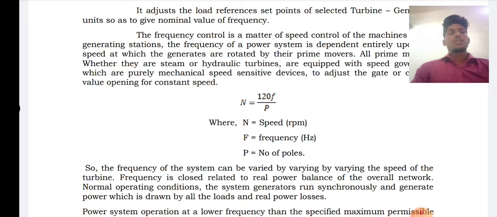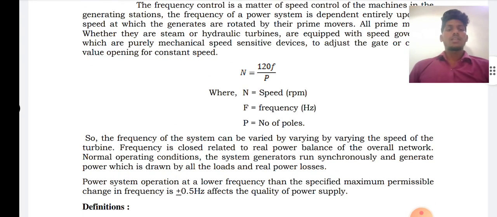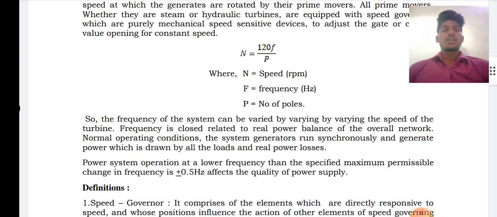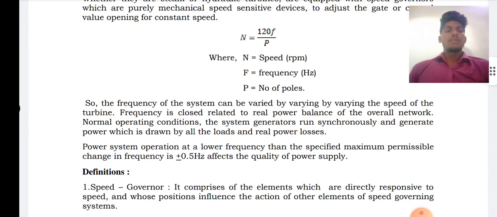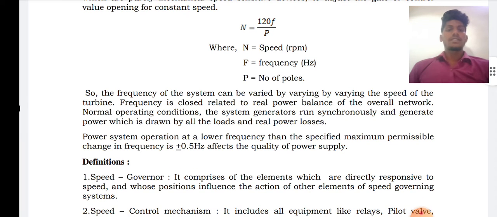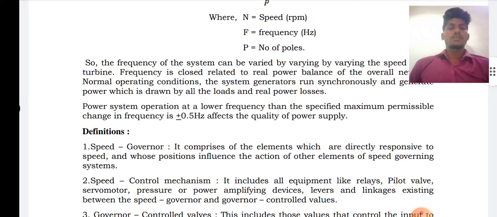Frequency is closely related to the real power balance of the overall network. In normal operating conditions of the system, the generators run synchronously and generate power which is drawn by all the loads and the real power losses. Power system operation at low frequency, with a specified maximum permissible change in frequency of 0.5 Hz, affects the quality of the power system.